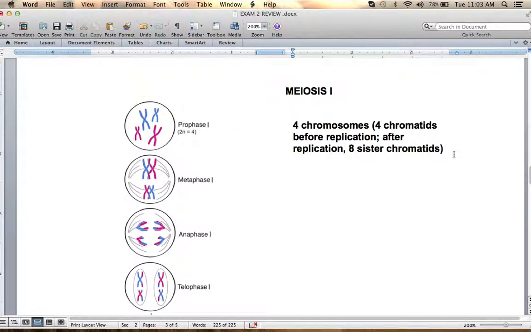In prophase 1, the same thing's going to happen as in prophase of mitosis, which is the nuclear envelope's going to break down so that these chromosomes can float around the cell. Now, in metaphase 1, it is interesting what occurs here, because basically the homologous pairs line up on the metaphase plate. So they line up in the middle of the cell.